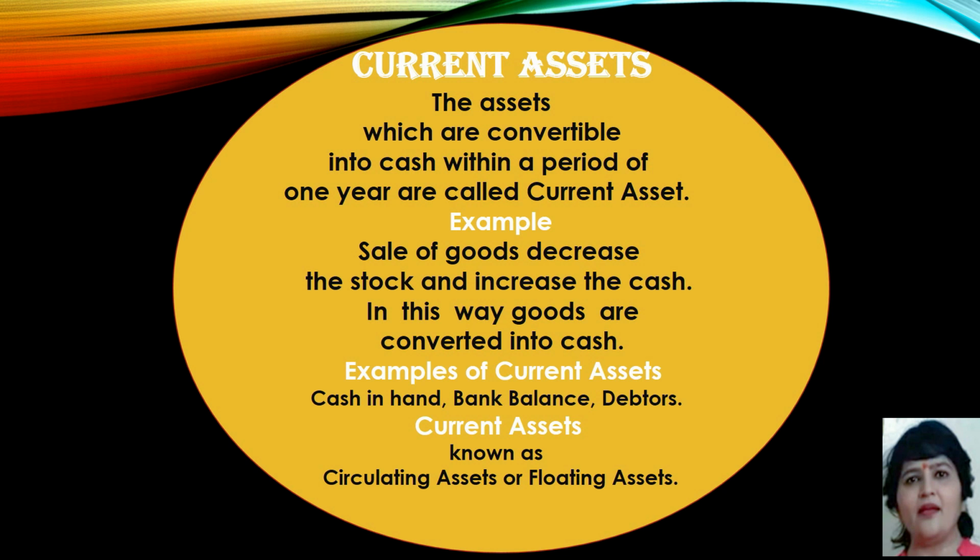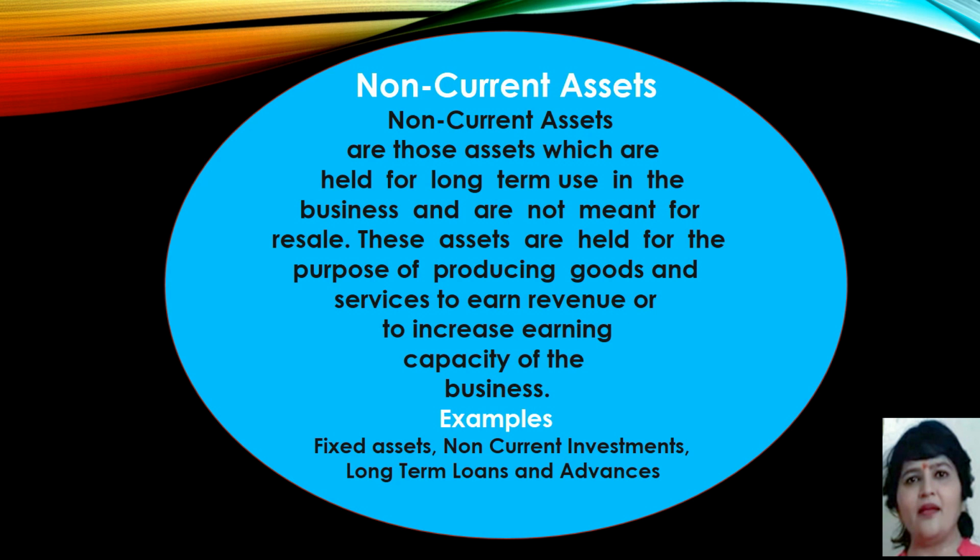Now, the second type of assets are non-current assets. Non-current assets are those assets which are held for long-term use in the business. And those assets are not meant for resale. These assets are held for the purpose of manufacturing and producing goods and services in order to earn revenue or increase the profit earning capacity of the business. They are called non-current assets. For example, fixed assets which remain fixed within the business for a long time.